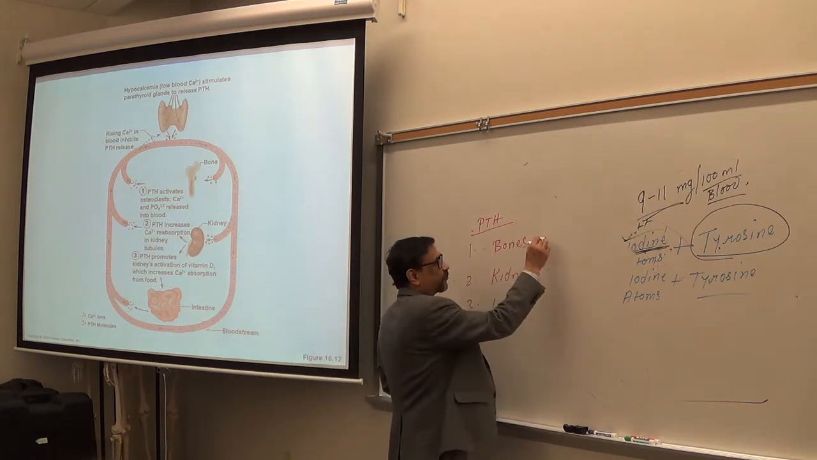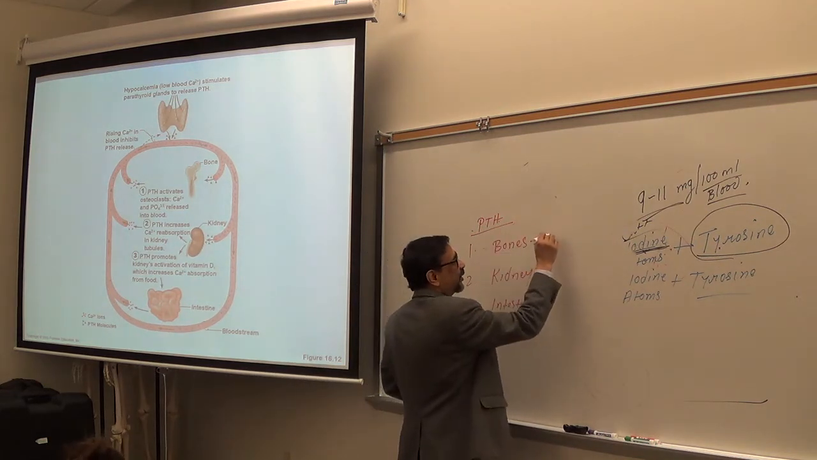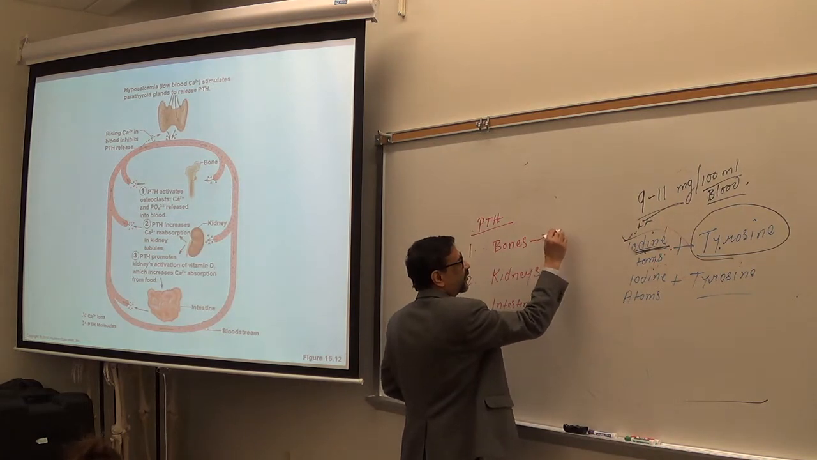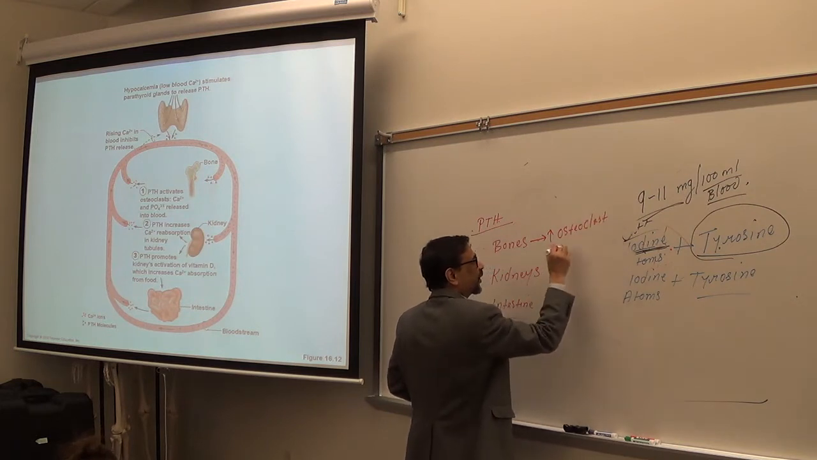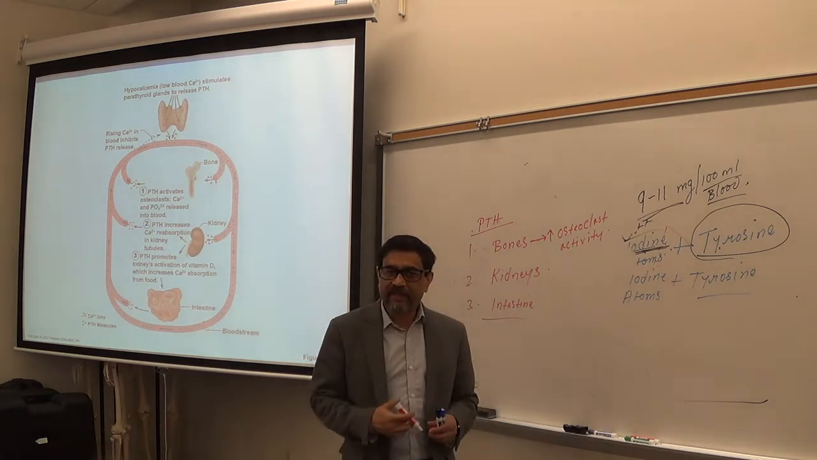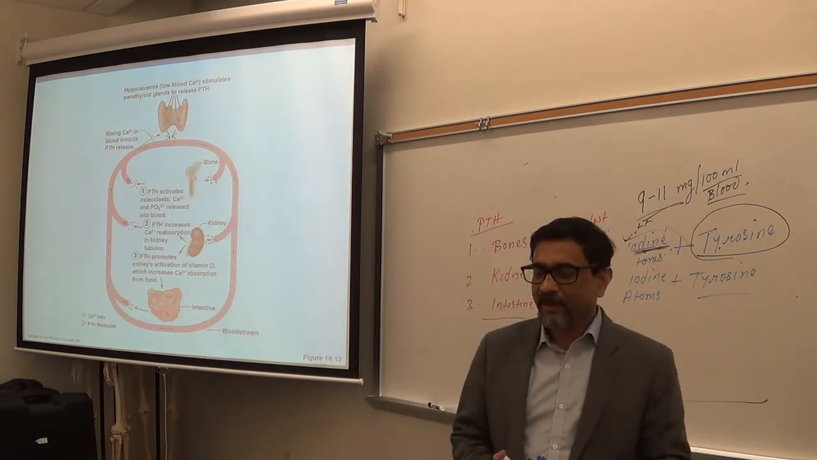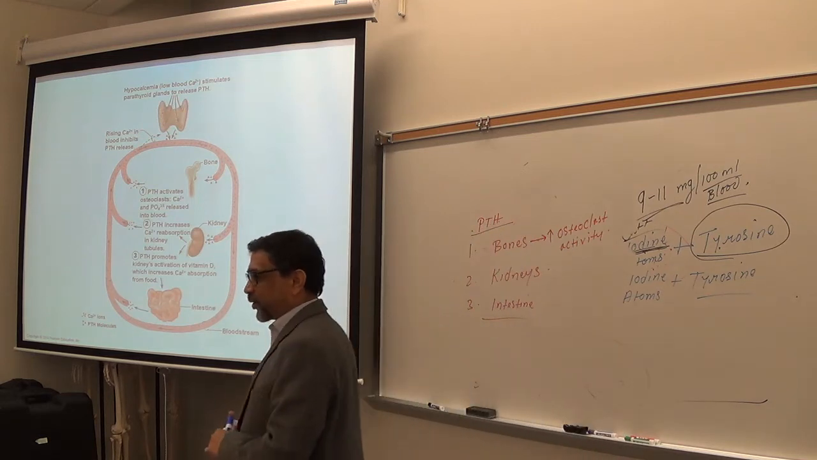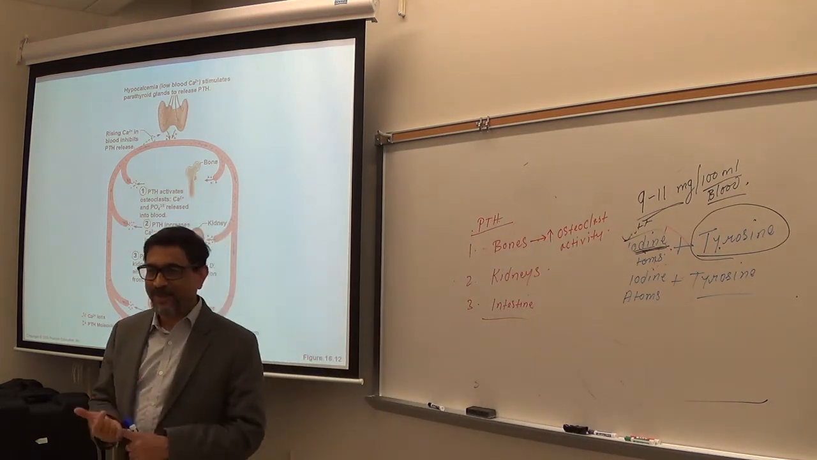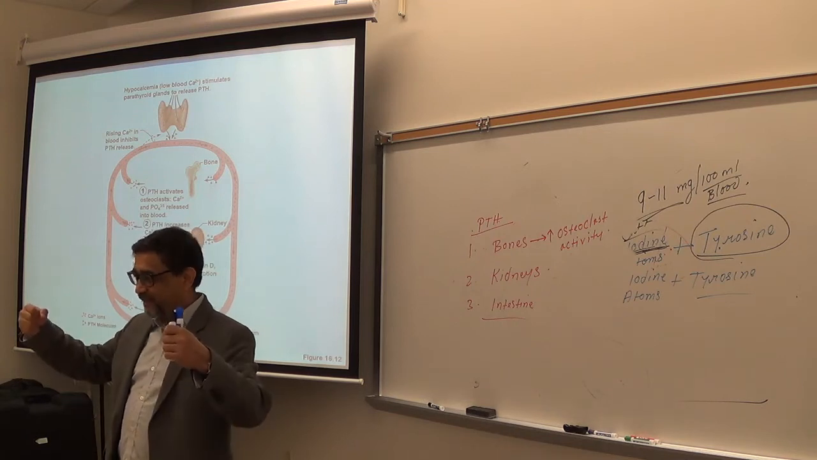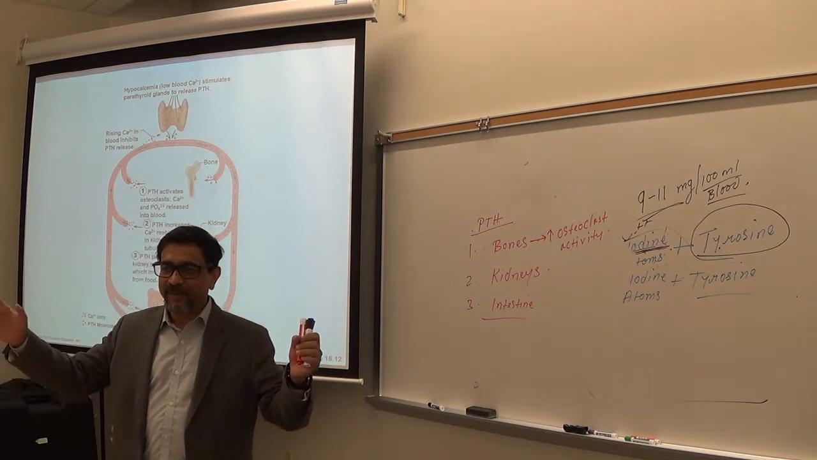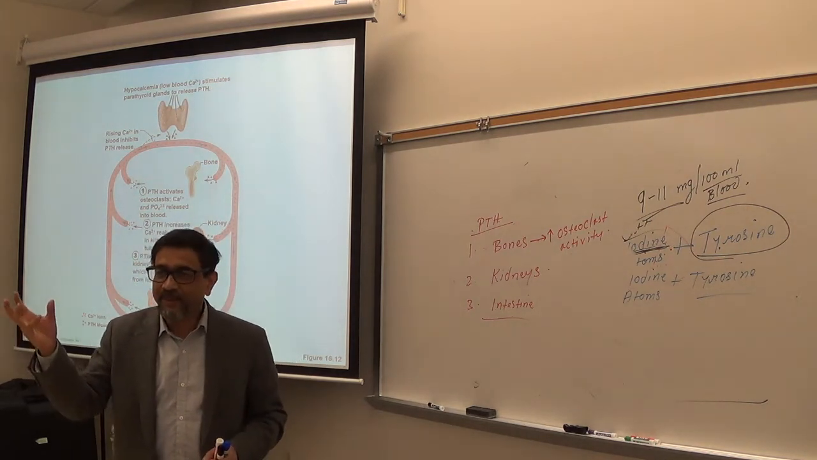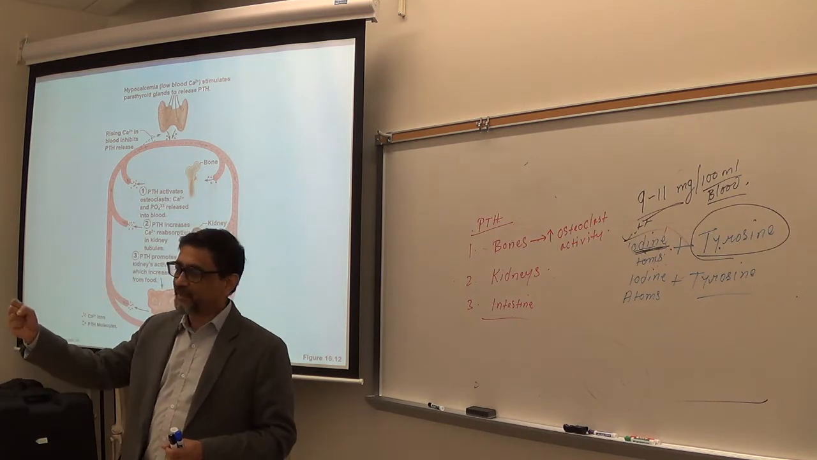On bones, parathyroid hormone increases osteoclastic activity. How many of you remember osteoblast, osteocyte, osteoclast? Remember? Osteoclasts are giant cells, right? They love to do what? Destroy the matrix. Remember? And matrix is mainly calcium, right? So it destroys the matrix and releases the calcium.